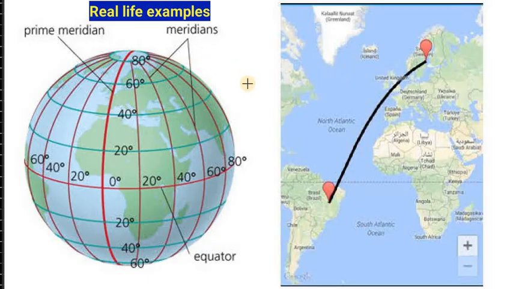As for real life examples, you may wonder why you have to study coordinate geometry. Coordinate geometry is very useful in real life situations. See this, if you want to locate some country on the globe, we use axes, that is the prime meridian and the equator. Based on that only we can locate any country on this globe.